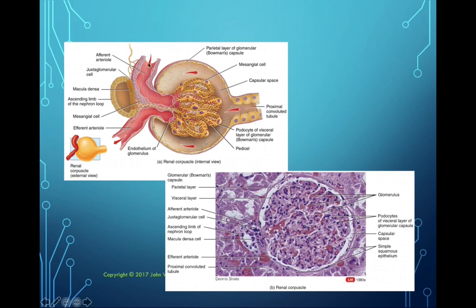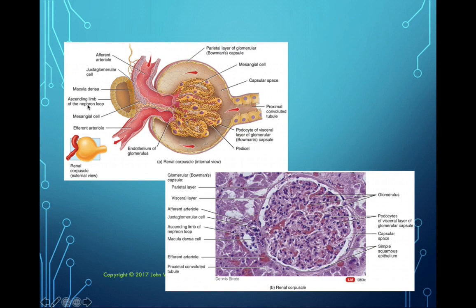If this is dilated and this is really constricted, then the filtrate is pulled out, and it takes a while for it to get filtered. They call that glomerular filtration rate. Okay, and there's different ways of speeding that up and slowing it down.